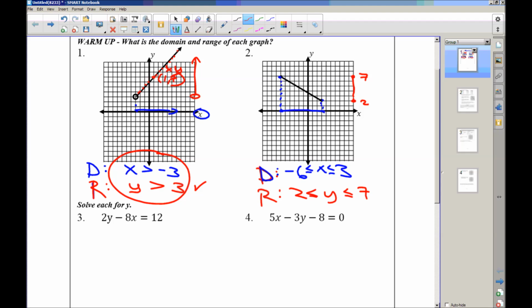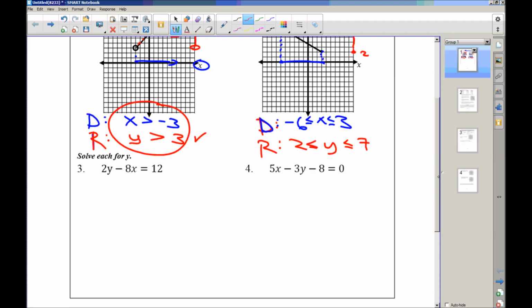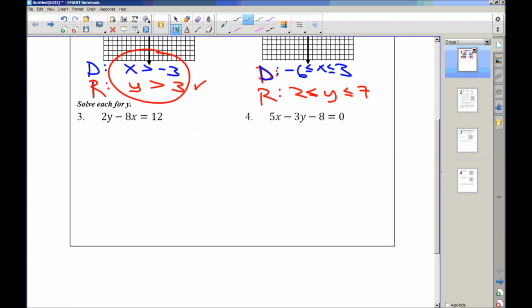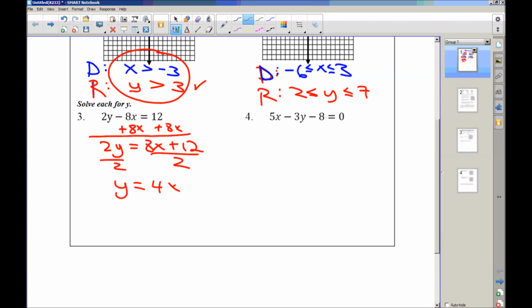Okay. All right, second part, solve each for y. 2y minus 8x equals 12. So we want to write y as a function of x, so I will add 8x to both sides. This will give me 2y equals 8x plus 12. And then I'll divide by 2, and we get y equals 4x plus 6. Remember over here, 8x divided by 2 makes 4x, and 12 divided by 2 makes 6.